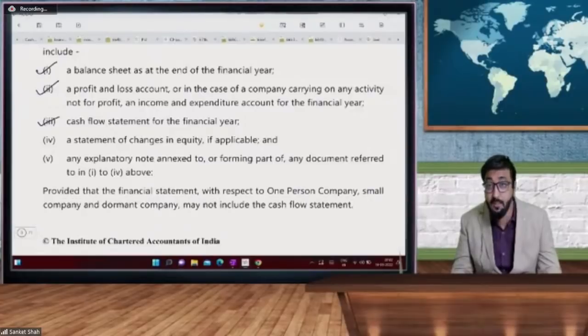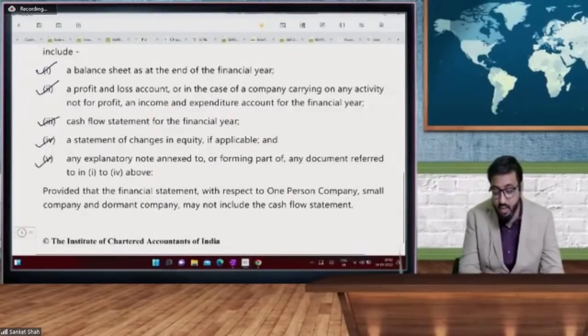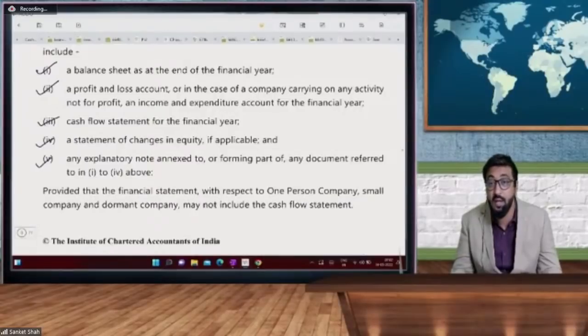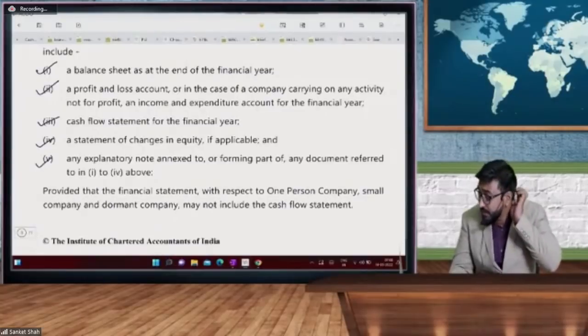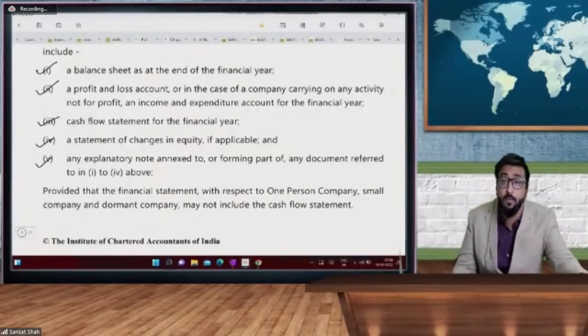A statement of changes in equity, if applicable, and any explanatory note annexed to or forming a part of any document referred to in 1 and 4. So friends, what do these four items mean? Balance sheet, profit and loss account, cash flow statement, changes in equity, and notes to accounts are going to form a part of the financial statements.